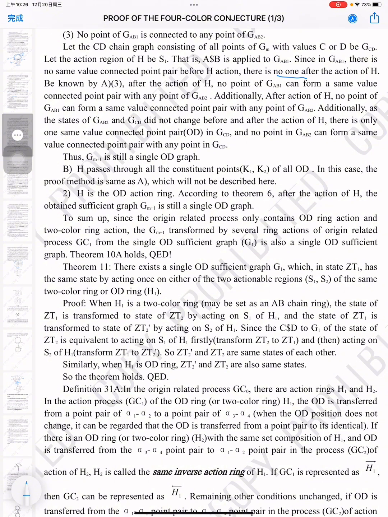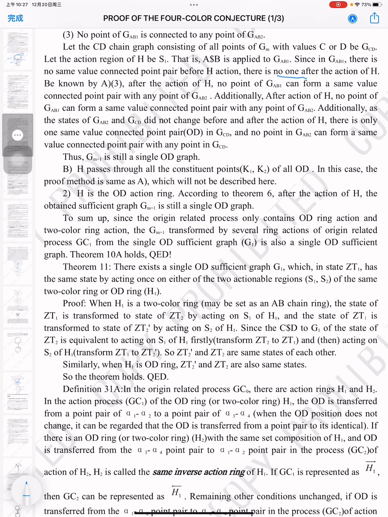B. H passes through all the constituent points K1, K2 of all OD. In this case, the proof method is same as A, which will not be described here. 2. H is the OD action ring. According to theorem 6, after the action of H, the obtained sufficient graph GM at 1 is still a single OD graph. To sum up, since the origin-related process only contains OD ring action and two-color ring action, the GM at 1 transformed by several ring actions of origin-related process GC1 from the single OD sufficient graph G1 is also a single OD sufficient graph.